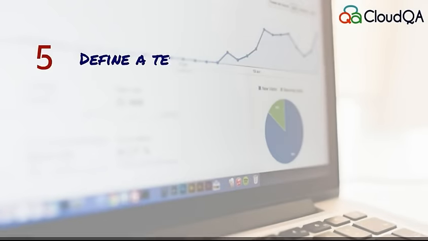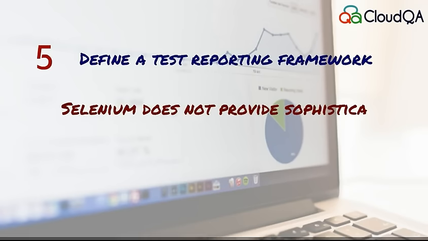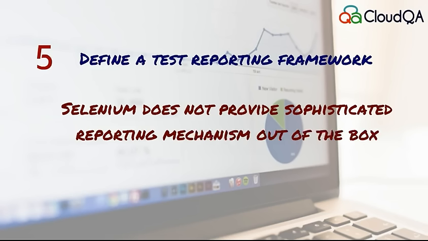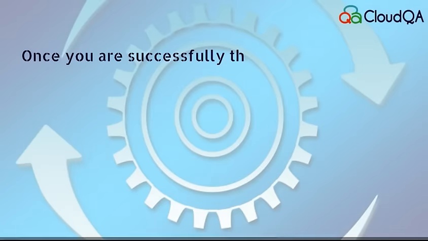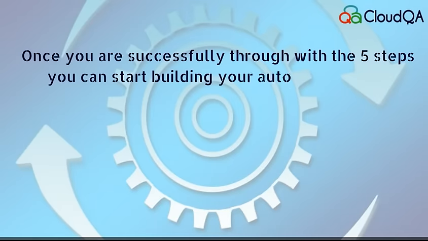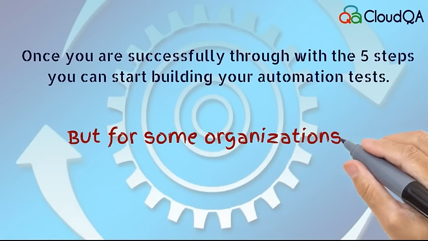Since Selenium does not offer any sophisticated reporting mechanism, you will have to decide what type of reports you want for your test environment. This may include test execution results reports, test management reports, analytics, and so forth. So you will have to decide on the right test reporting framework. Now, once you have addressed the last 5 items that we discussed earlier, you are ready to start building your automation tests.